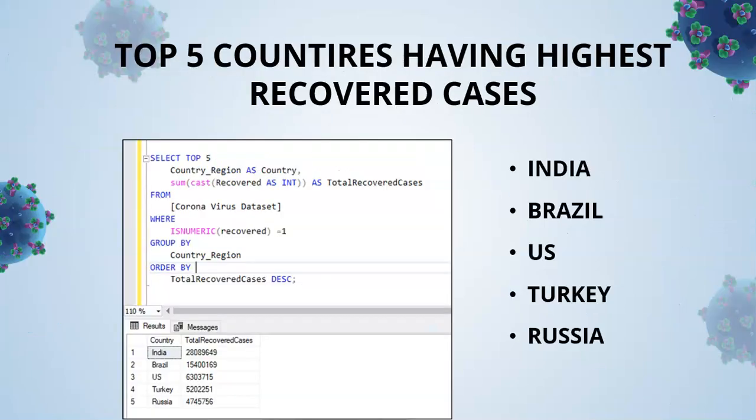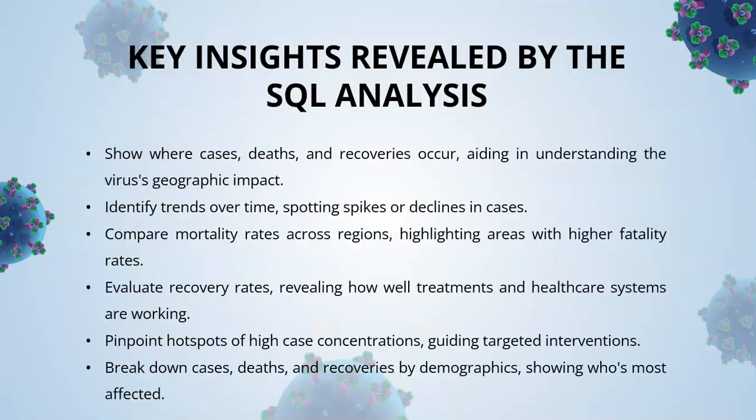Here we have to check the top 5 countries having the highest recovered cases. So here it calculates the total number of recovered cases for each country, then sums up these values for each country. After that it applies the conditions, and then it sorts the countries based on the total recovered cases, ensuring that the countries with the highest cases appear first.